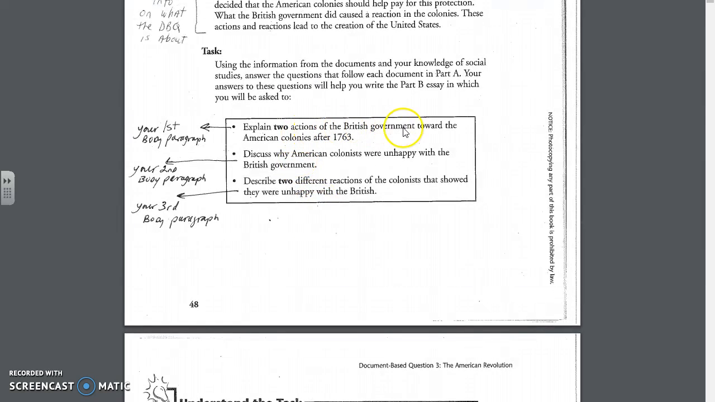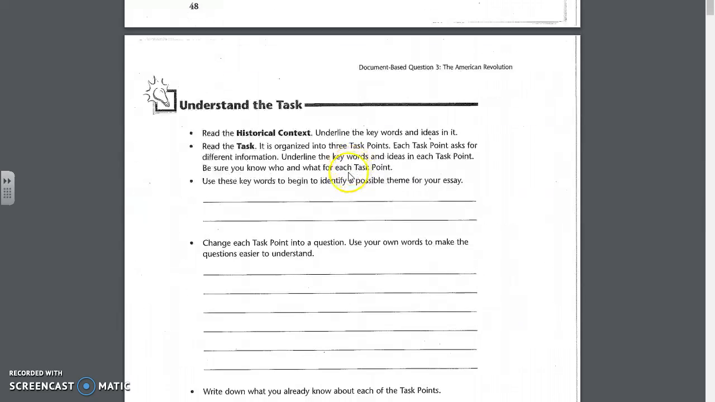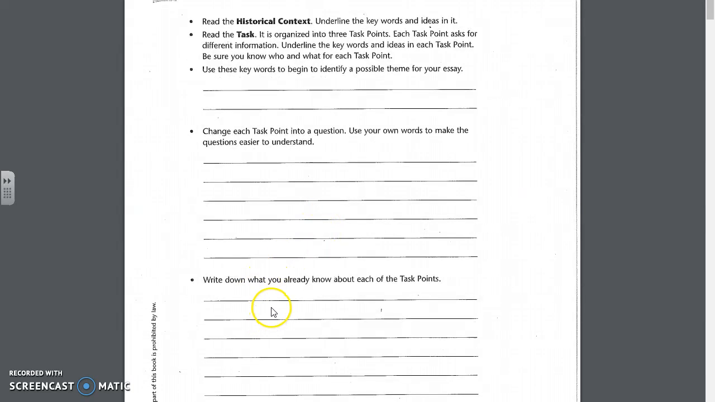Explain 2 actions of the British government toward the American colonies after 1763. How would you make that into a question? How about I give you the first one here, guys and girls. This becomes a question by saying, what are 2 actions of the British government toward the American colonies after 1763? Rewrite that down here under your first rewrite of a question.